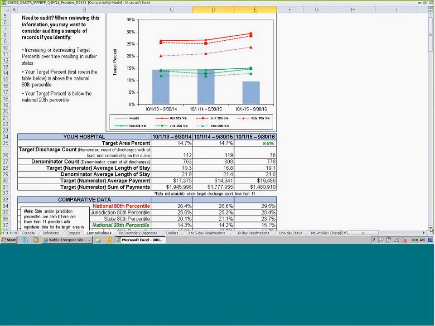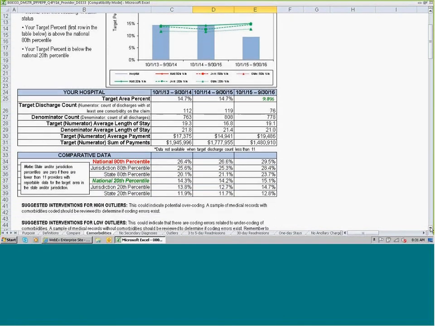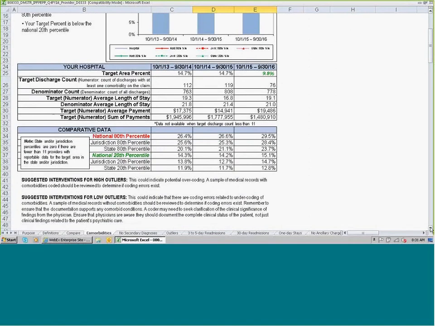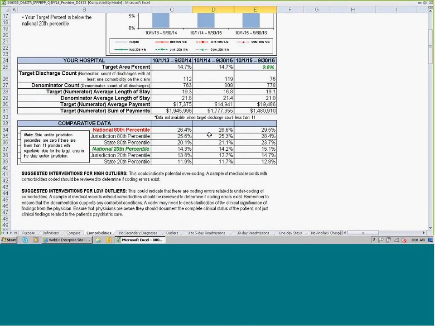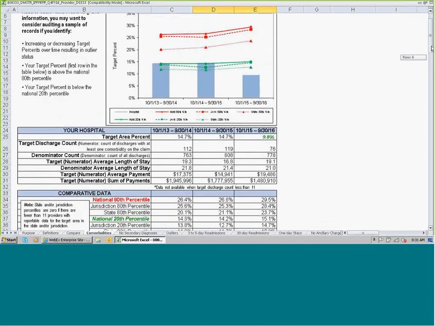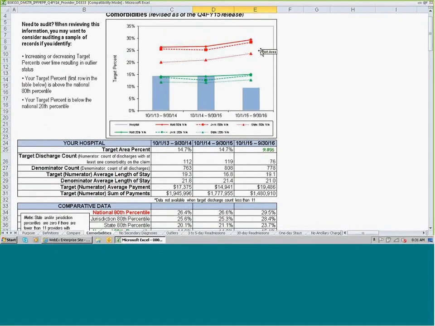Below the IPF specific data table, we include the comparative data, which identifies the percent that is at the 80th percentile for nation, jurisdiction, and state. And also for the comorbidities target area, we identify the percent that is at the 20th percentile for nation, jurisdiction, and state. And these are the values that are graphed as these red and green trend lines in the graph at the top of the report.